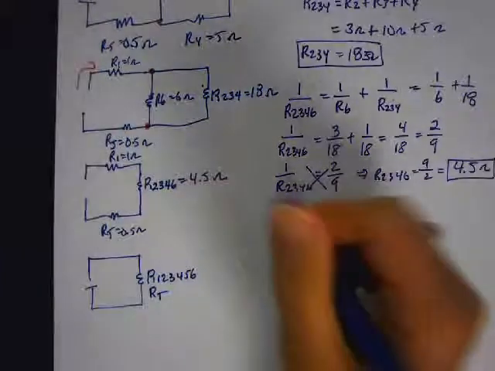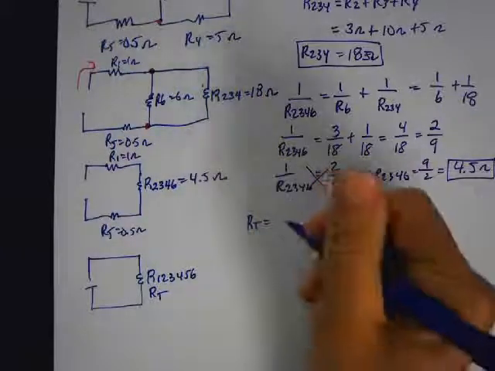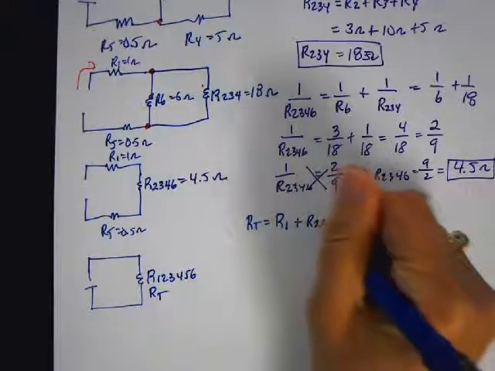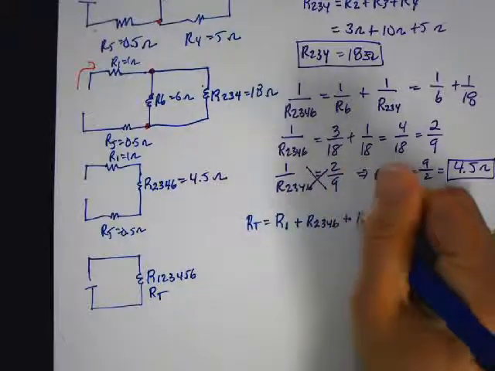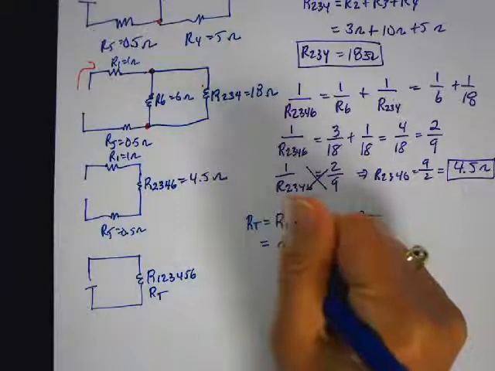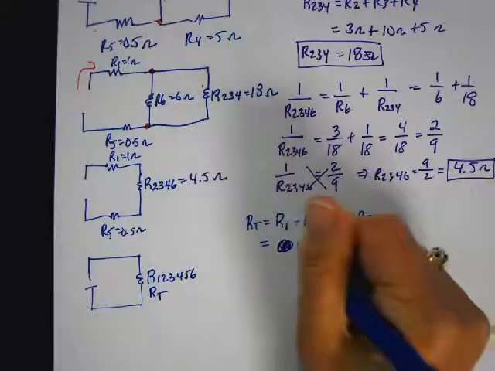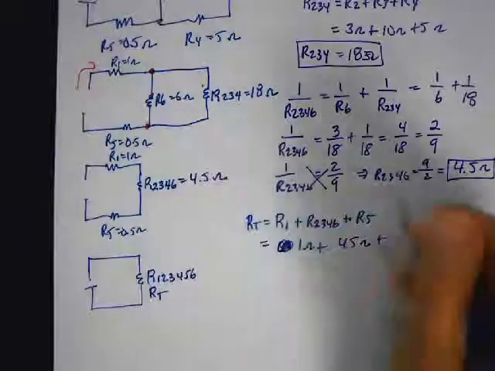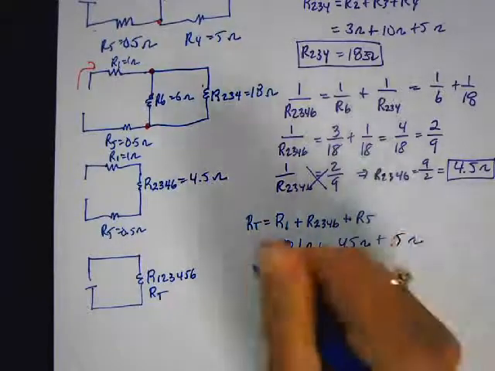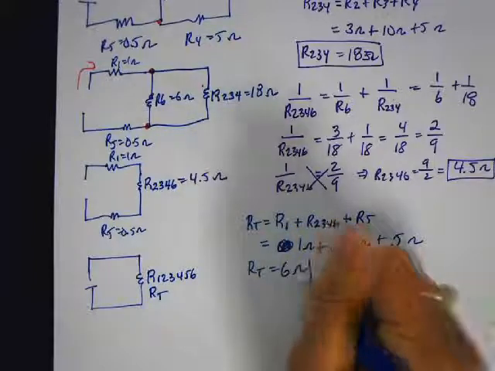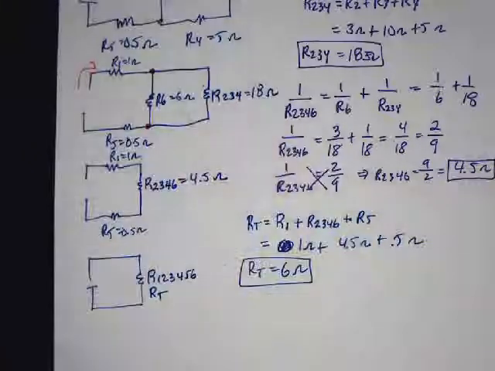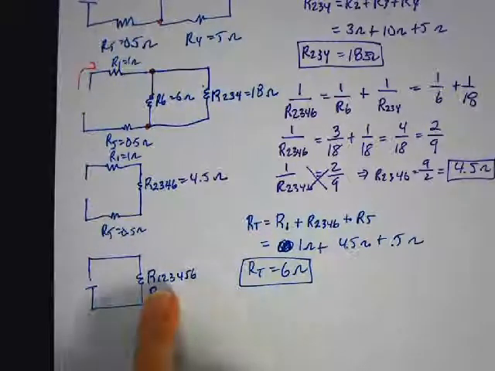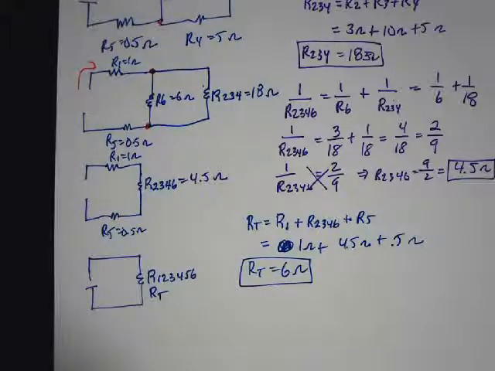Now, these are in series, so to find RT, I'm going to say that's R1 plus R2346 plus R5. So that's equal to 1 ohm plus 4.5 plus 0.5. So RT is equal to 6 ohms. So if I was to add all these resistors up, an equivalent resistor would be this one that would be 6 ohms connected to the battery.